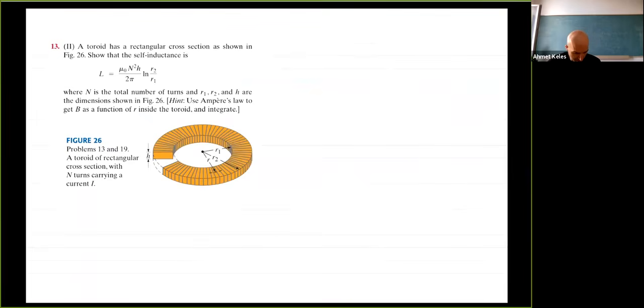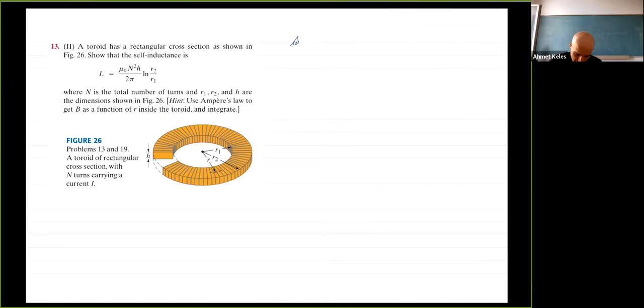So this is like a similar problem. A toroid has a rectangular cross section as shown in the figure. Like this, the cross section is nicely rectangular. Show that the self-inductance is given by this expression, where N is the total number of turns, R1, R2, and H are the dimensions. Okay, this is R1, this one is R2, and H is the height as shown in the figure. And we'd like to use Ampere's law to get B as a function of R. Actually, it says already use Ampere's law.